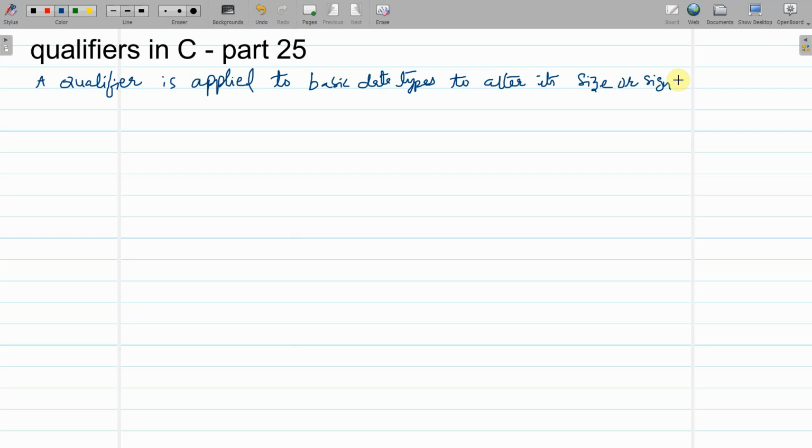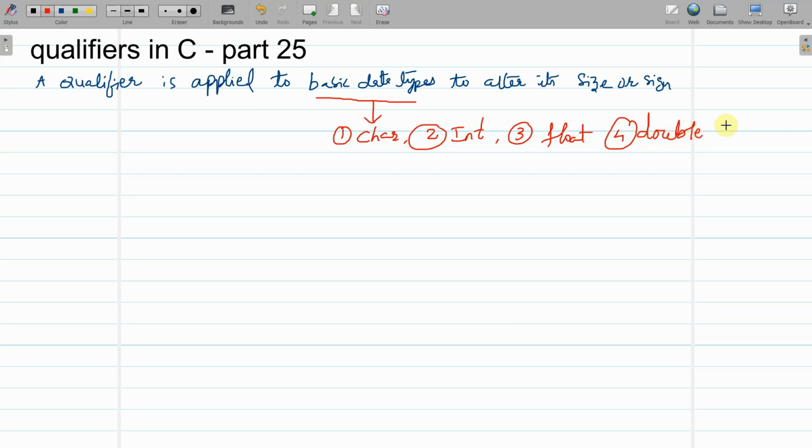Now we have to understand what is the meaning of the basic data types. Whenever we have discussed the concept of basic data types, we have listed them as follows. First one is character, second one is integer, third one is float, and fourth one is double. So on these basic data types only we will be having the impact of the qualifier.